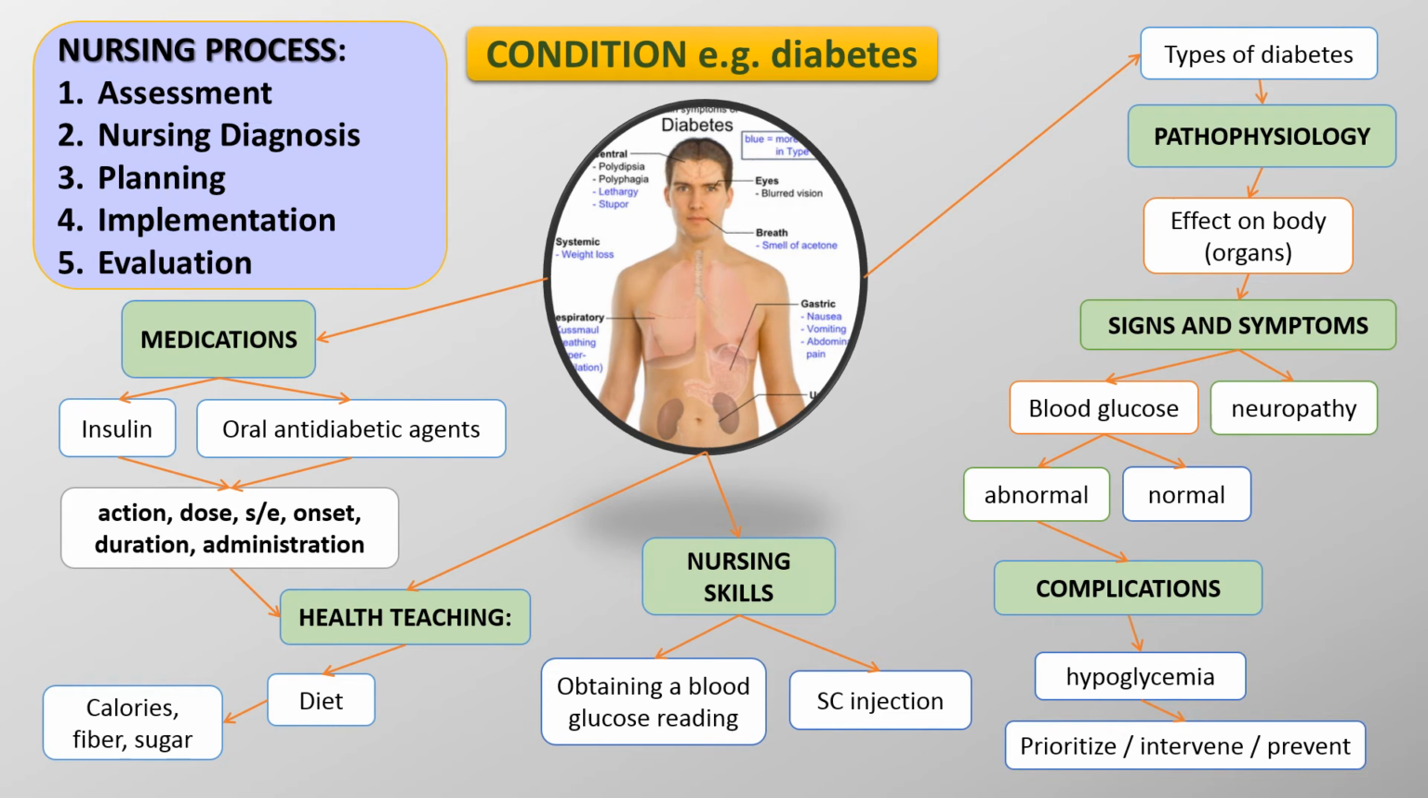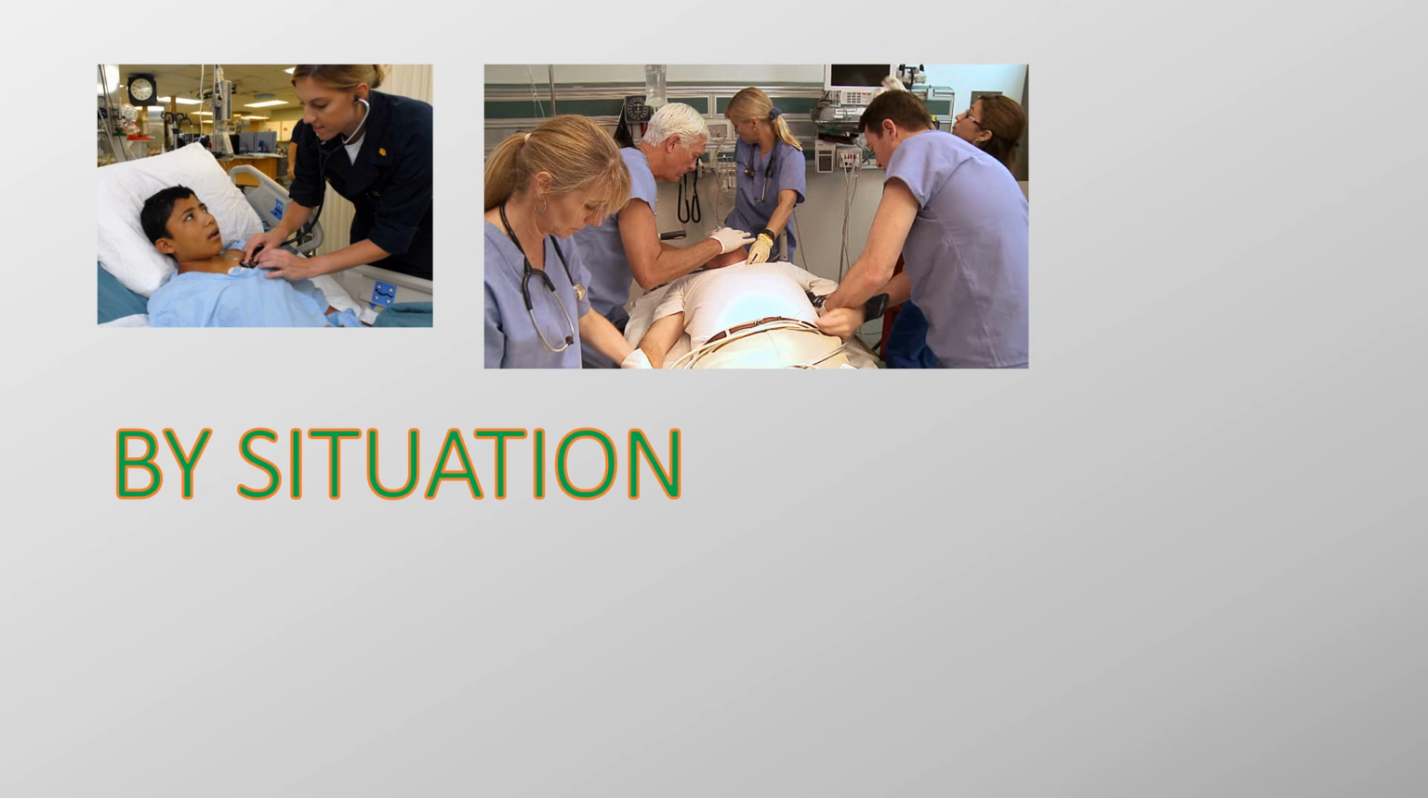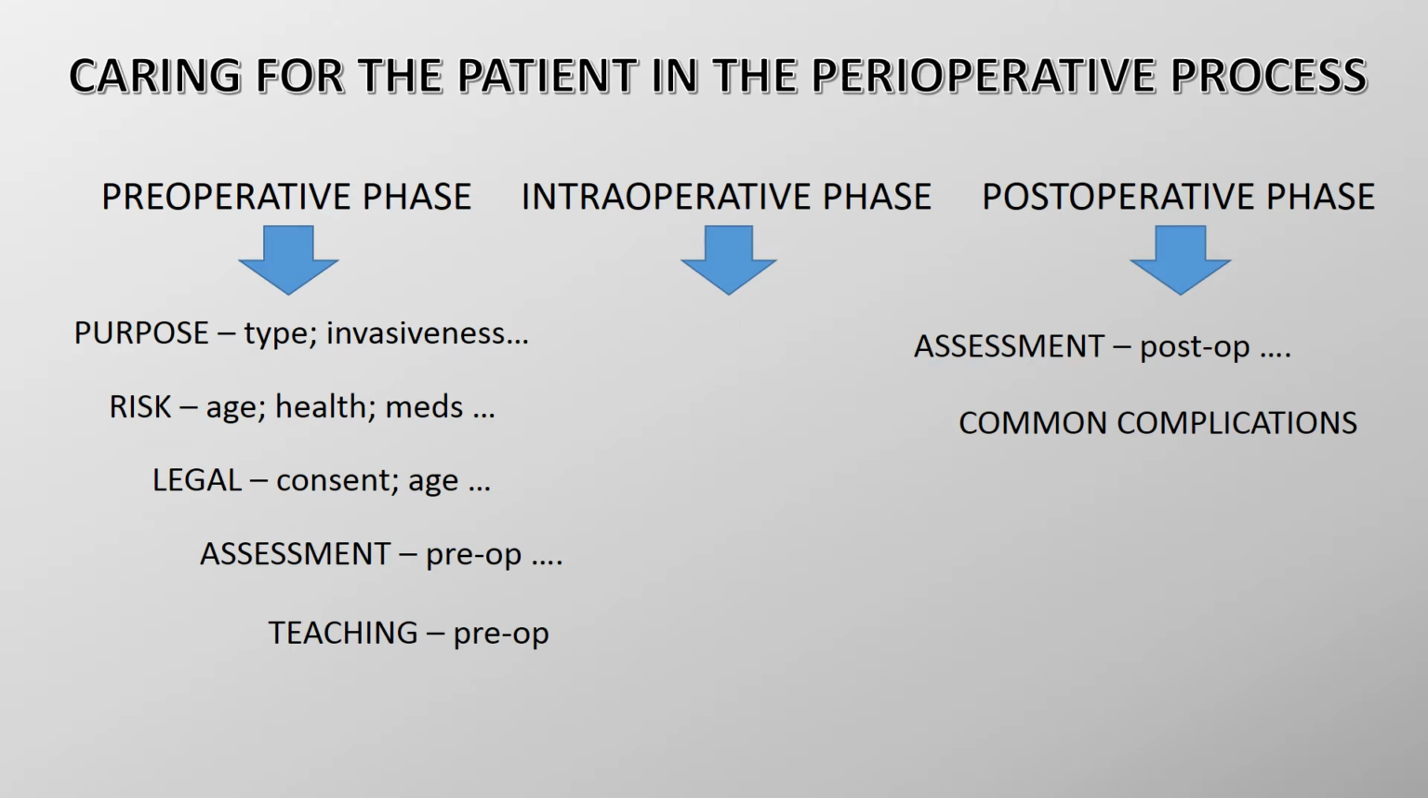Another option that you might try is examining certain situations. These are sort of broader situations that might cover a multitude of conditions. For example, what about the patient going for surgery? So, research caring for the patient in the perioperative process. There are 3 phases in this: the preoperative phase, the intraoperative phase, and the postoperative phase.